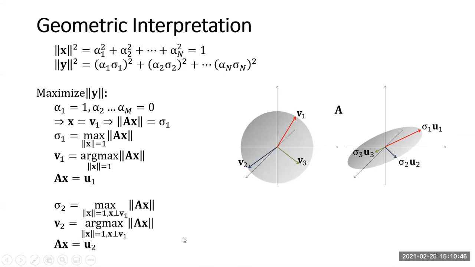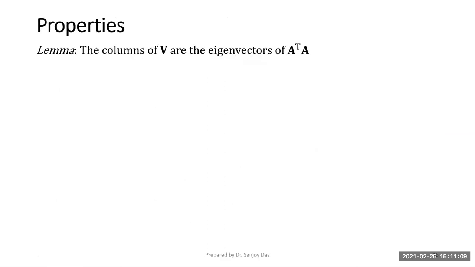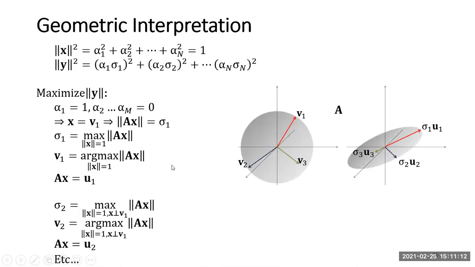And I proceed in a similar manner. Ax equals sigma 2 u2 when x equals v2. So this is the geometric interpretation of the singular value decomposition. Any questions? If you were paying attention to my last demo, then you would have a clear picture of this one. It's there in the video anyway, so you can always have a look later if you forgot.